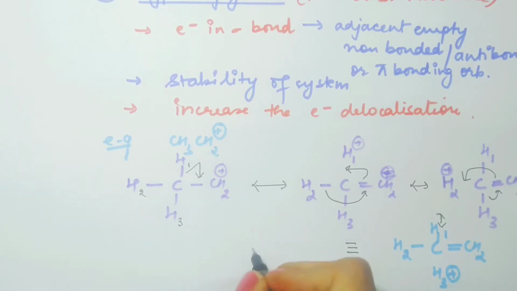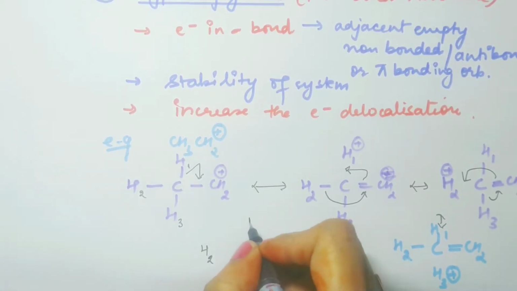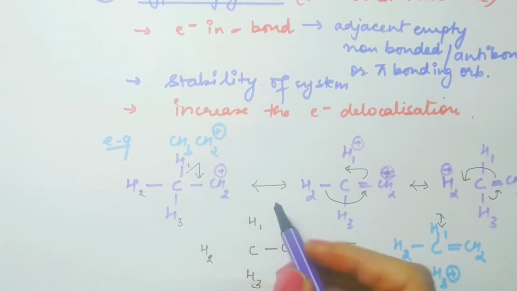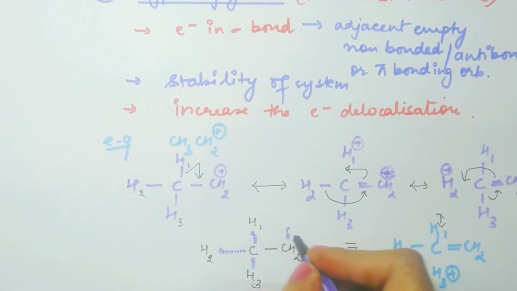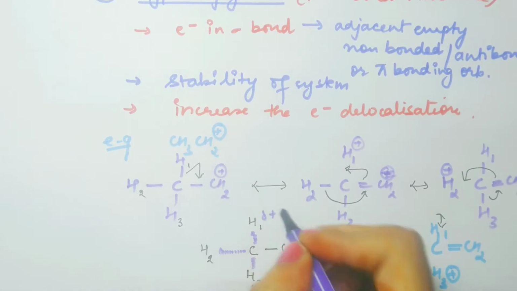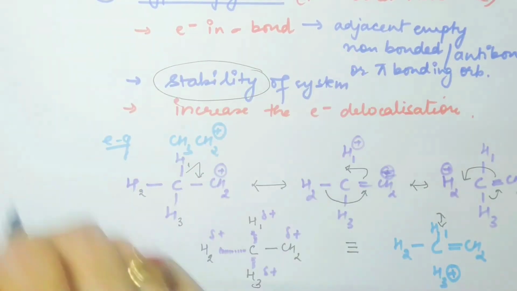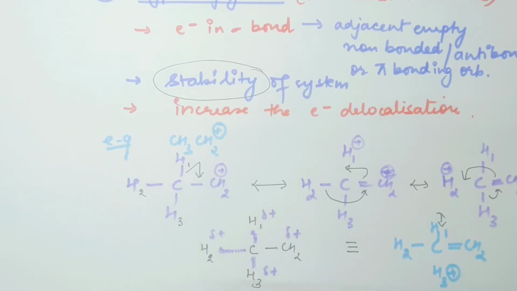It will have carbon, single bond CH2, H2, H1 and H3. The bond is denoted with a dash because it is breaking and forming, and here it will develop a partial positive charge, here too, and here too. So this will be your hyperconjugated structure. It helps in the stability of the system. This concept we will use further in the effect of substituents.